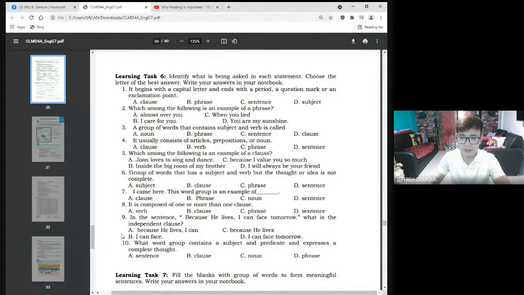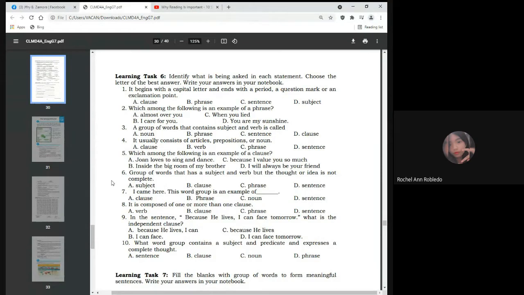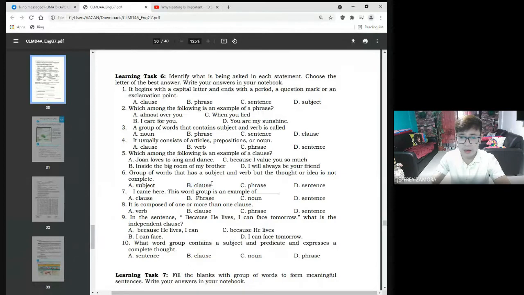Okay, number 6. Number 6, please. Rochelle Robledo. A group of words that has a subject and verb but the thought or idea is not complete. Okay. B, clause. Okay, correct. That is what I said earlier, right? That has a subject and a verb, but the thought or idea is not complete. So that is why it is a clause. I hope you know that. You know it now. Okay, number 7.